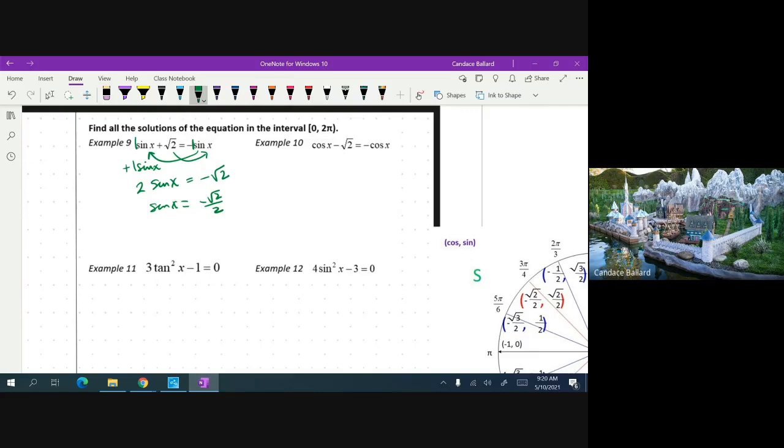Now is when I'm allowed to get rid of the trig, and I am going to go on my unit circle. I'm going to find everywhere. Let's see, sine, help me out. Is sine the x value or the y value? I kind of forget this morning. X value or y value for the sine?